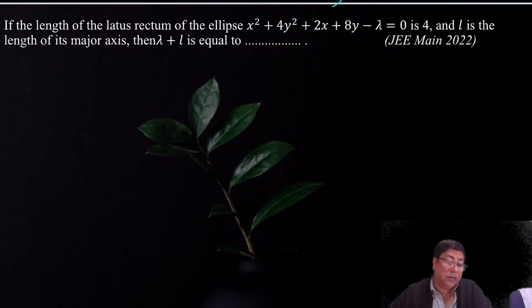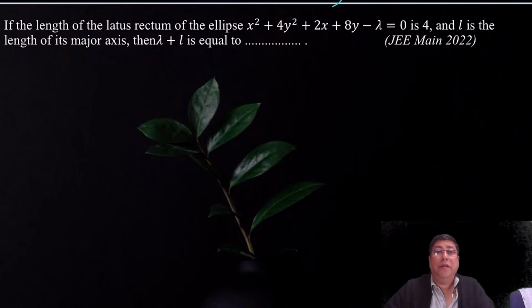If the length of the latus rectum of the ellipse x square plus 4y square plus 2x plus 8y minus lambda equal to 0 is 4 and L is the length of its major axis, what is the value of lambda plus L?